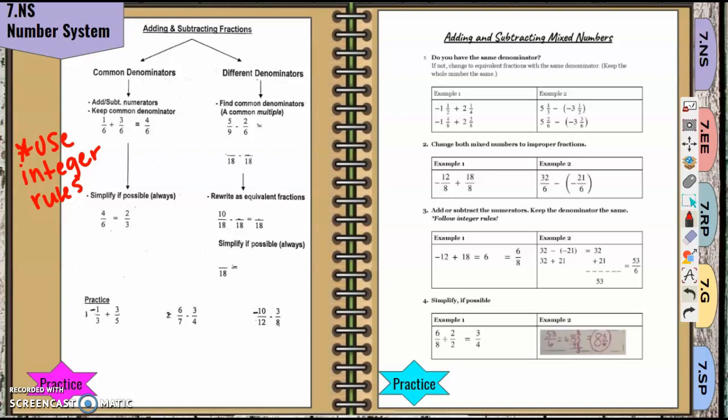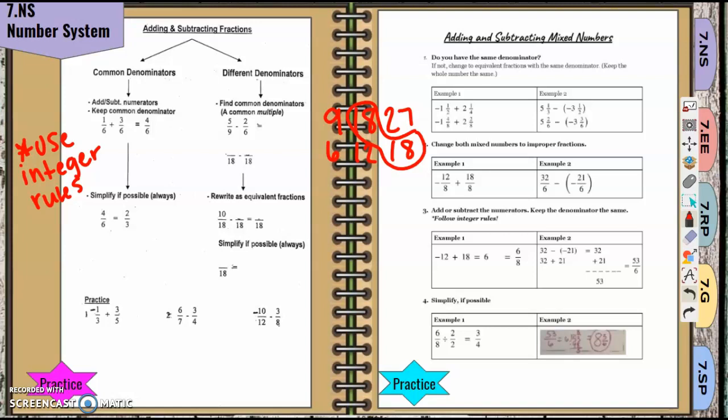If you have different denominators, you need to find a common denominator, preferably the least common multiple. So, I'm going to list the multiples of 9 and 6. The multiples of 9 are 9, 18, 27. The multiples of 6 are 6, 12, 18. The smallest number that they have in common is 18. So I want to make my denominator 18.